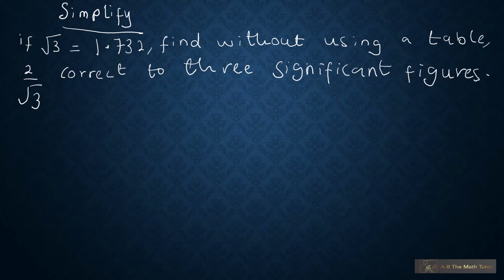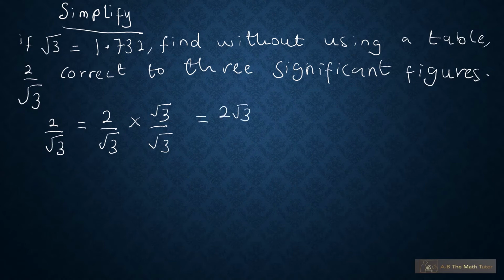So we have 2 on root 3. To solve this, we have to first rationalize the fraction as we have learned previously. So we have 2 over root 3, and you simply rationalize by multiplying the numerator and the denominator by the surd in the denominator. So that is the rule. 2 times root 3 is 2 root 3, and root 3 times root 3, as we have established, is 3, because that will be root 3 all squared.